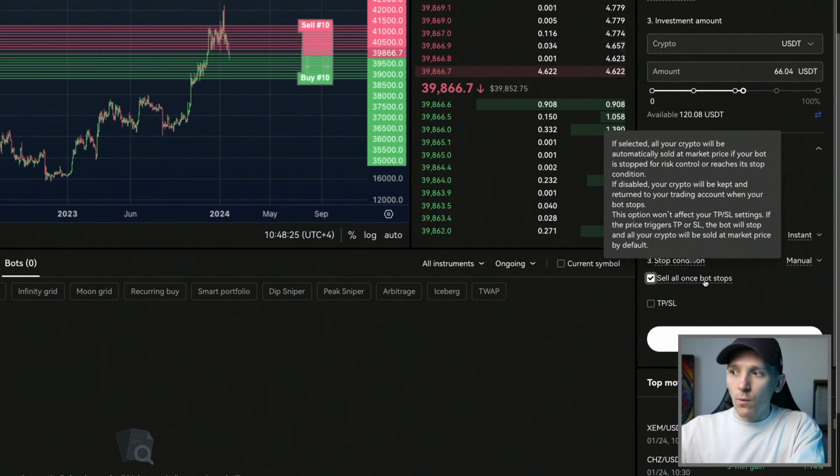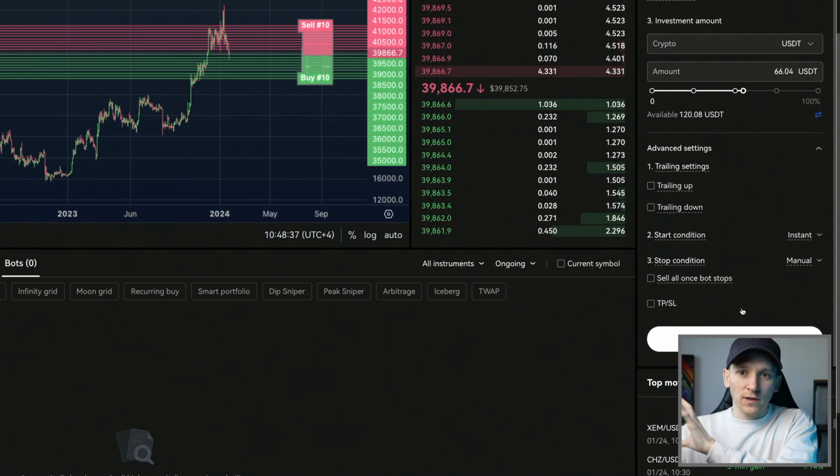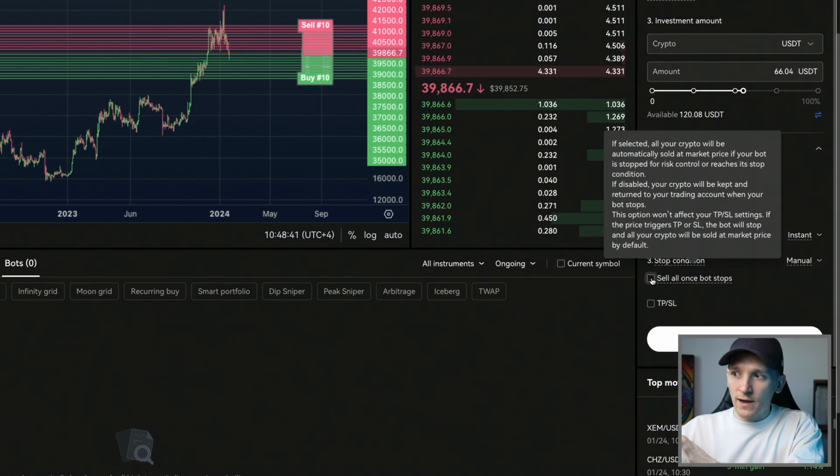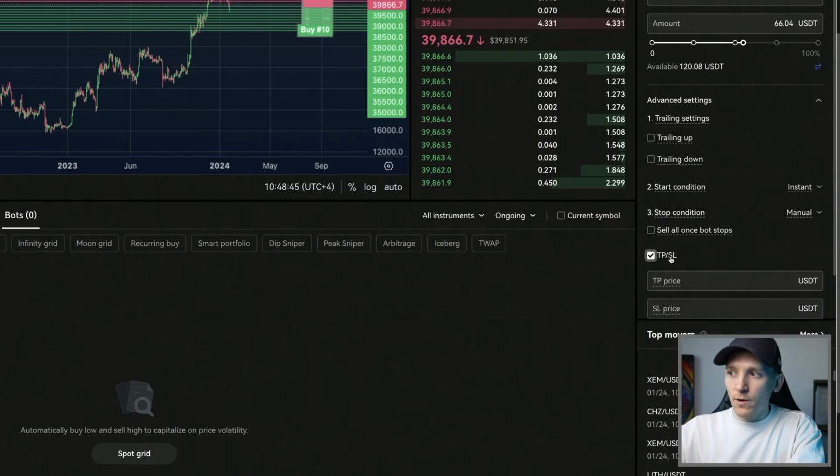So if you sell all at once, any crypto that's still in the bot for the crypto that you're trading will be sold out back into dollars and put in your account. If you don't do that, then of course it will just keep whatever crypto and stablecoin you're trading with in your account. It won't sell out. So you can put that there. The take profit and stop loss as well.